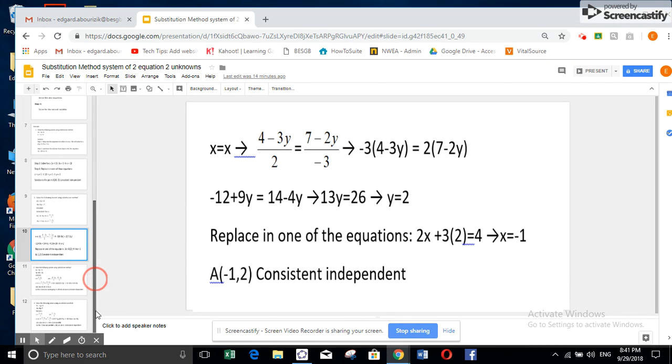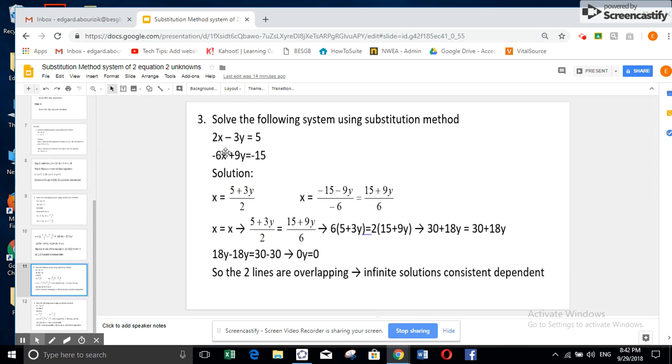Let us go to another example. Here also the same. I don't have any coefficient with 1, so I pick either x or y. If you want to solve for the first, x is 5 plus 3y over 2. Here, if you want to solve for this one, it will be 5 minus 9y over minus 6. You can multiply up by minus 1 and down by minus 1 and get rid of all the negatives. If you equate, you cross multiply, and then you put the variables on one side. If you bring the y to one side and the numbers to the other side, you're going to get 0 equals 0.